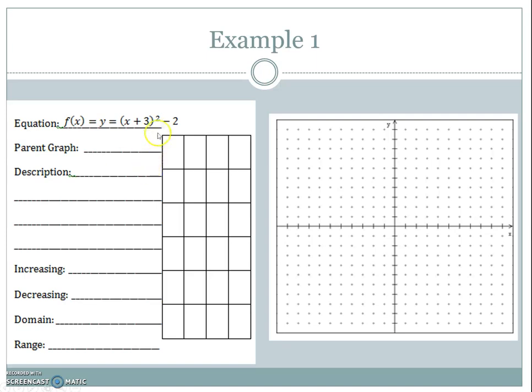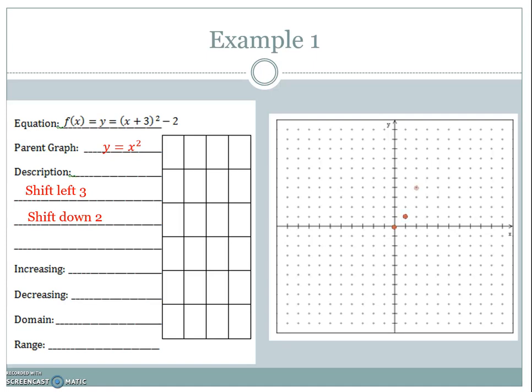The reason I know it's quadratic is because of the exponent of 2 here. So the parent graph is y equals x squared. That's what you're doing. Now the description means, how am I translating my parent graph using the a, b, h, and k values? So the plus 3 is telling me that the h value is actually negative 3, which means we're going to take our whole graph and shift it to the left 3. Our k value is negative 2. That means we're going to shift down 2 units.